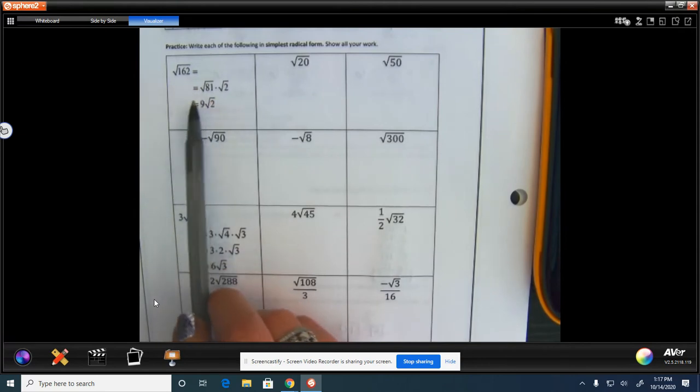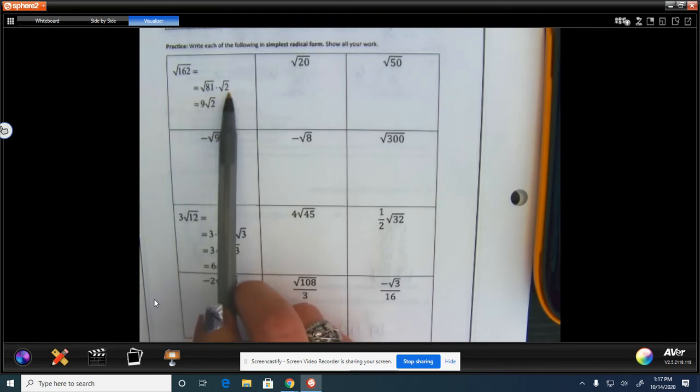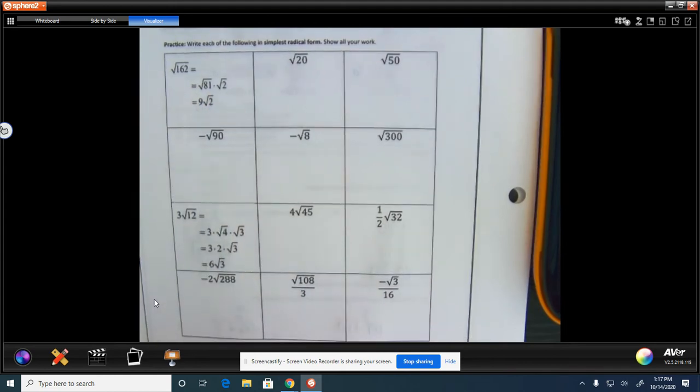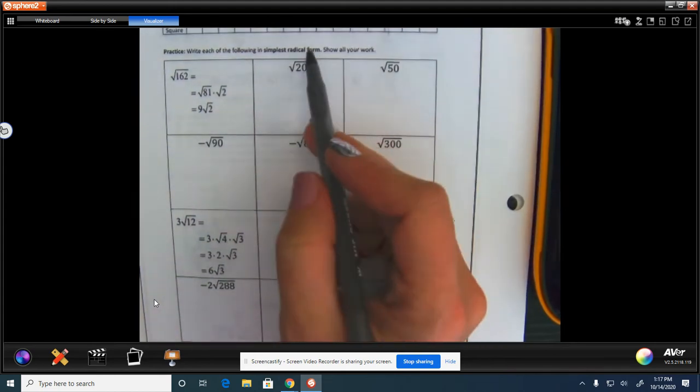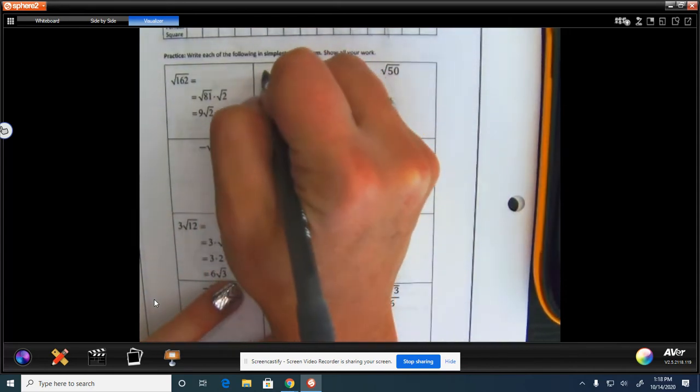So this one was done for us. It's just an example so you could see clearly the largest perfect square that you could divide 162 by was 81. And 81 times 2 is 162. 81 breaks down. The square root of 81 is 9, and the square root of 2 remains the same. So now let's try that for 20. Well, we don't know what the largest perfect square is that we can divide it by, so we're going to start with listing the factors of 20.